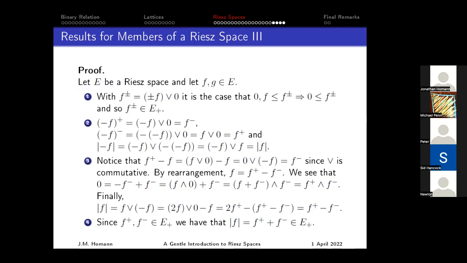Now, if we rearrange the expression, f plus minus f is equal to f minus, we get that f is equal to f plus minus f minus. We also see that the null element in E is equal to minus f minus plus f minus. That's an obvious one. But minus f minus is f inf zero, which we've shown, plus f minus. So using our properties, this expression is f plus inf f minus, which is equal to f plus inf f minus.